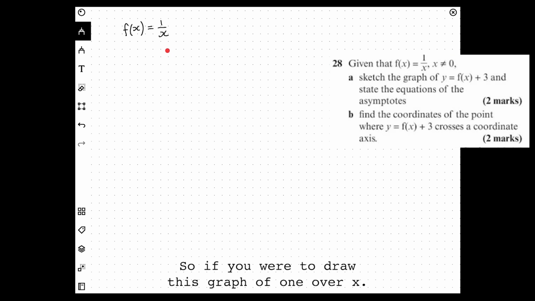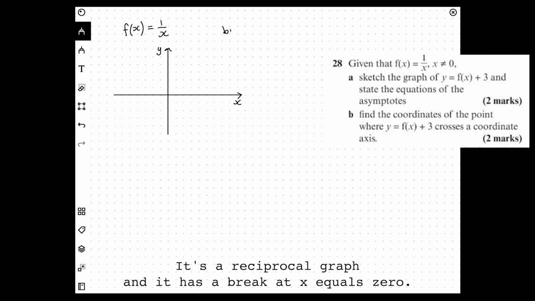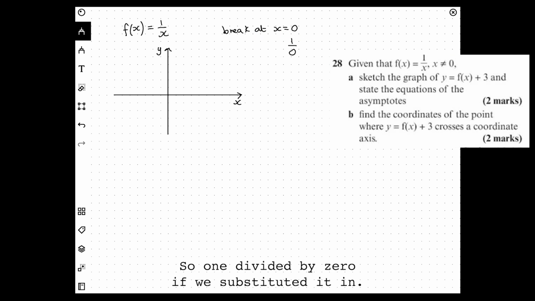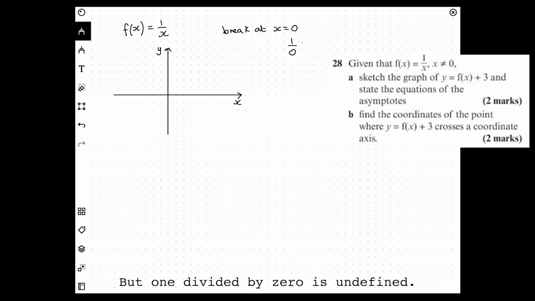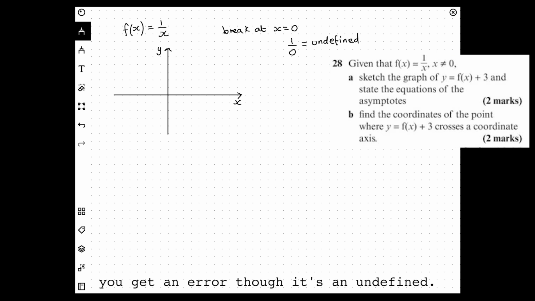So if we were to draw this graph of 1 over x, marking our axes, remember the graph of 1 over x has a break. It's a reciprocal graph and it has a break at x equals 0. At x equals 0, so 1 divided by 0, if we substituted it in, remember 1 divided by 0 is undefined. If you put 1 divided by 0 in your calculator, you get an error, you cannot define it. So there's a break at x equals 0.